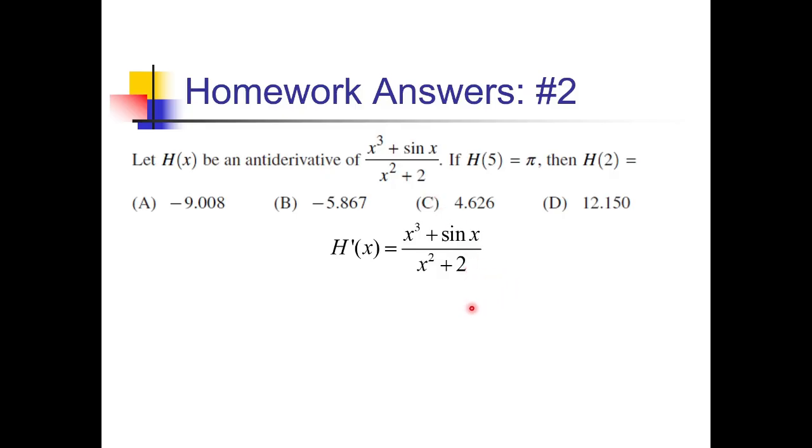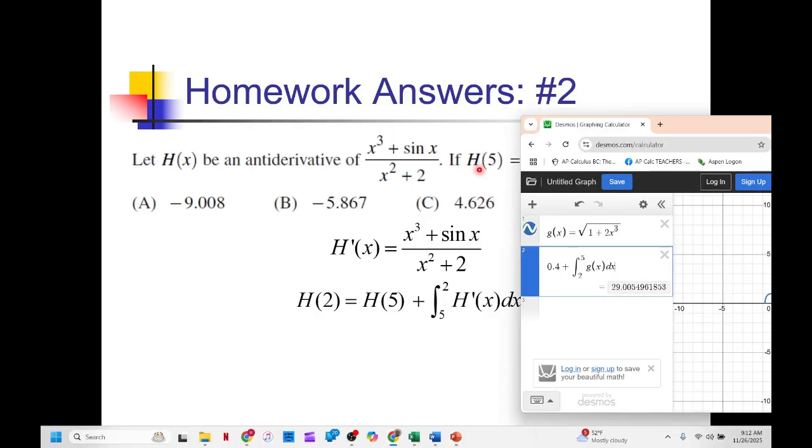So we're going to do then h of 2 is going to equal h of 5 plus the integral from, again, we got to go 5 to 2, starting value to ending x value, 5 to 2 of h prime of x dx. And I'm going to do all of this on the calculator. So let me go to Desmos and clear out whatever's already in there.